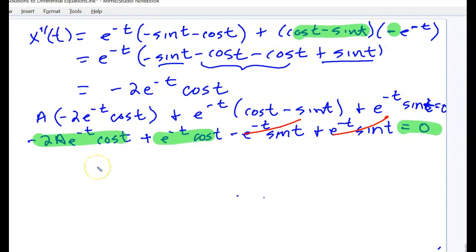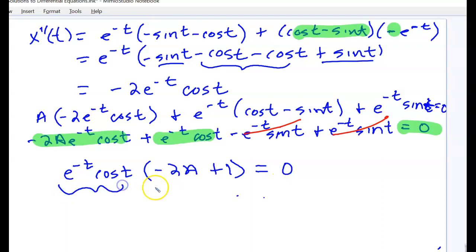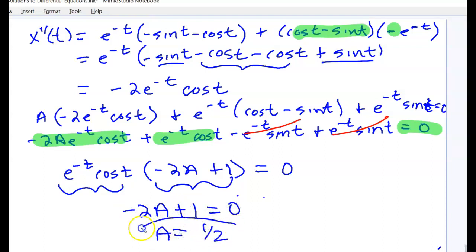So I'm going to factor out my common factor, which is e to the negative t cos t. If I do that, I'll be left with negative 2a plus 1, and this all equals 0. So therefore, either this is 0 or this is 0. Since we're just solving for a, I'm going to set my second term to 0, and if I solve for a, I get a being 1/2. So there would be your answer to that particular question.